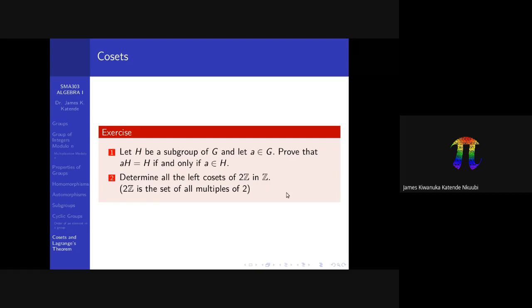Now you can in your own time try to find them. If you have any questions, we can address them next time. Any clarifications you need for this? Good. Anyway, I hope you have noted them down. Then in your own time, you prove this first one and also construct the left cosets in the second exercise.